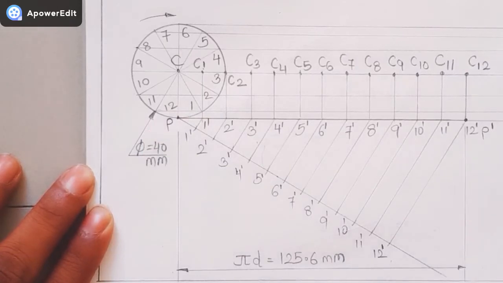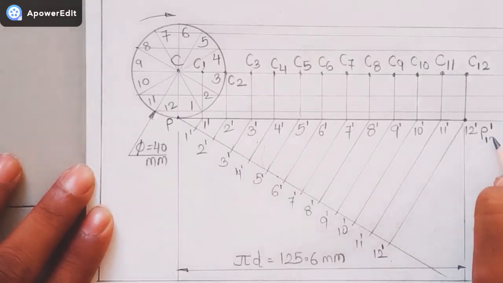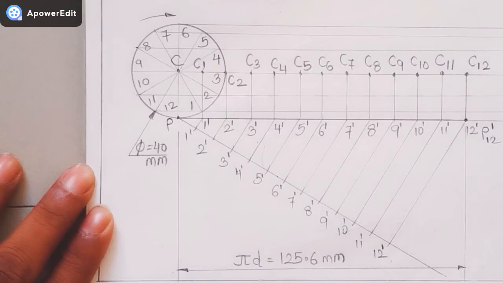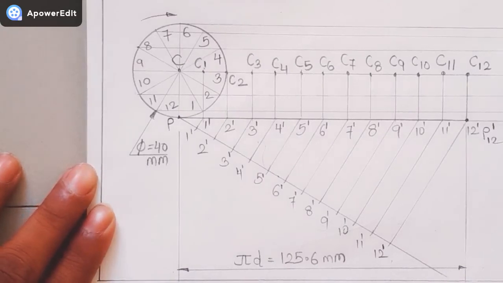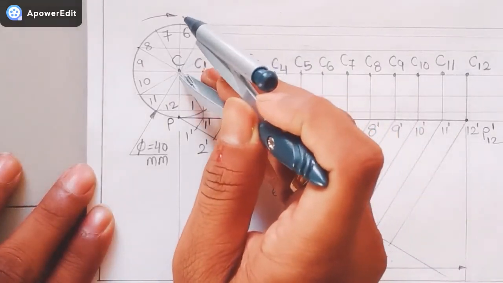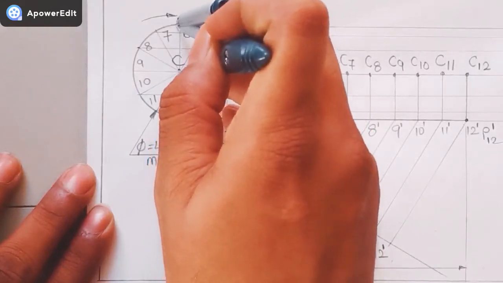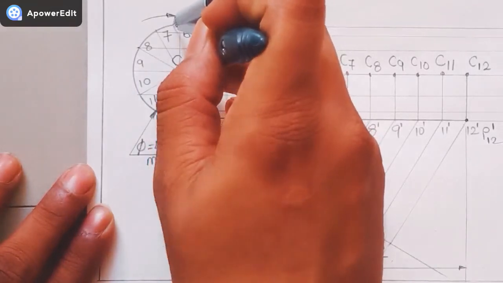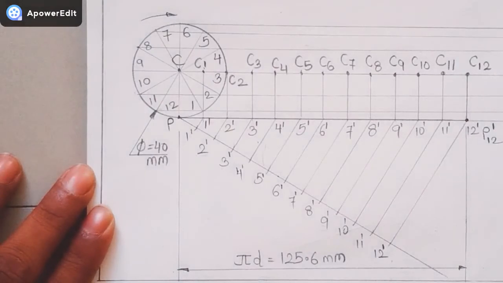Now guys, we have to start marking the points of the curve, that is P1 up till P12, or we can say P1 up till P dash. So this we can write as P12 dash, correct? Now for marking this, the diameter of the circle is given as 40 mm. So the radius will be 20. So in the compass, mark this 20 mm. We have to fix the distance of 20 mm in the compass and start plotting the points.